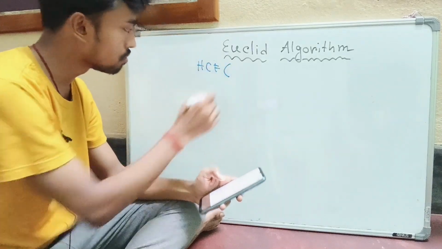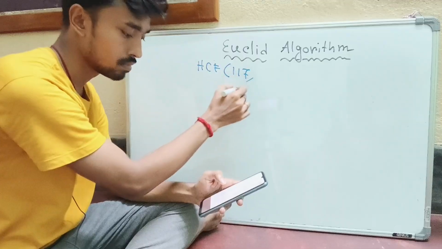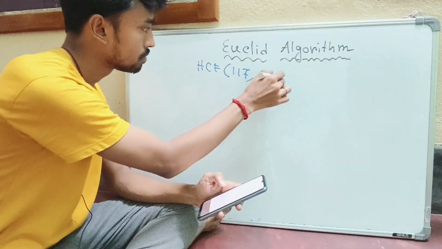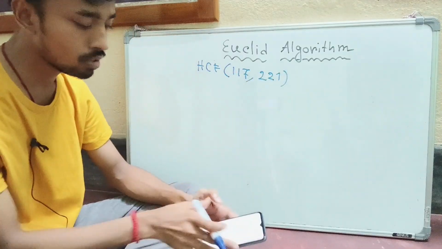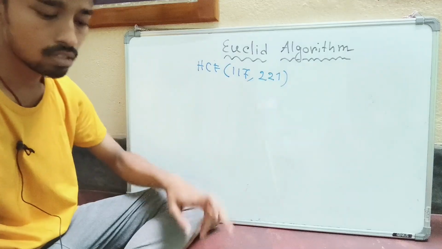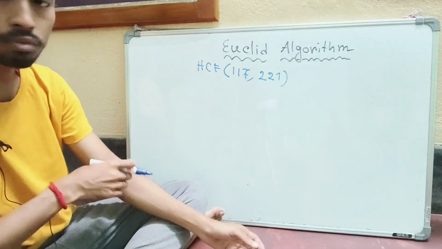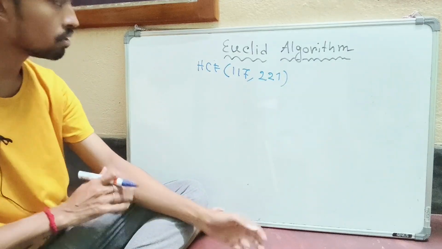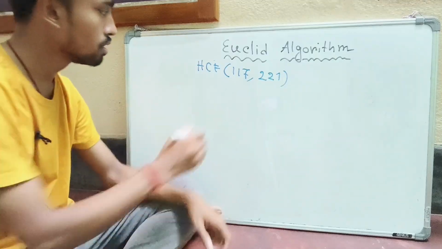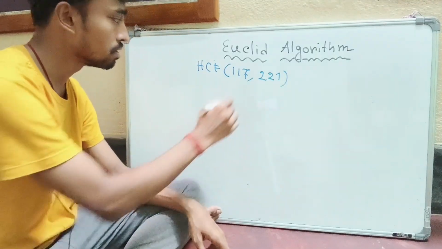So HCF of 117 and 221. That is a problem from a book. Here we should just apply the direct algorithm. That is the big number, that is the small number. So we divide 221 by 117.